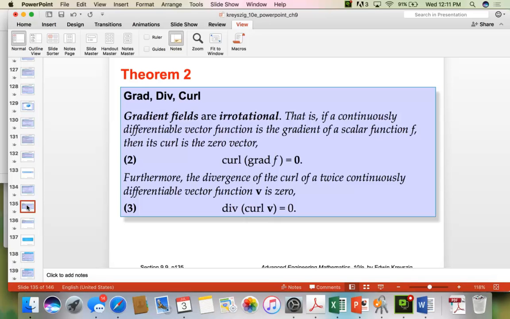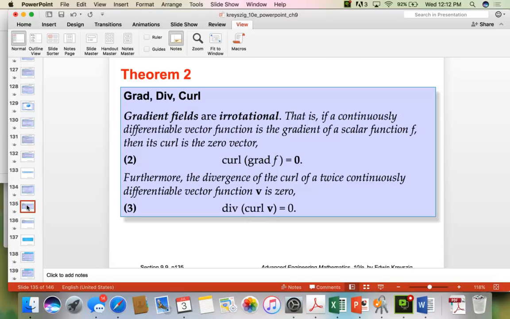So gradient fields are irrotational. In other words, if a continuously differentiable vector function is the gradient of a scalar function, then its curl is 0. So the curl of the gradient is 0. And furthermore, the divergence of the curl is 0.